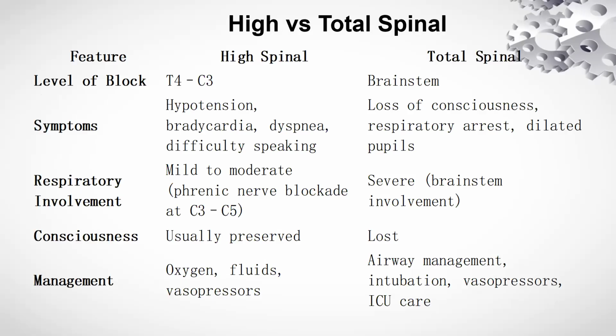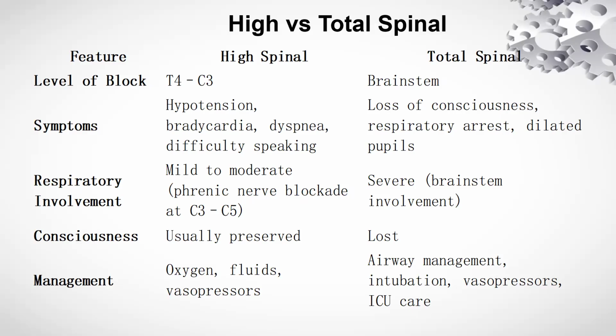All right, so a lot of times many people confuse high and total spinal. So there are 4 or 5 features that differentiate high and total spinal. The level of block: high spinal is between T4 and C3, while in total spinal there is earlier spread to the brainstem. You have symptoms like hypotension, bradycardia, dyspnea, difficulty with speaking, while for total spinal, there may be loss of consciousness, respiratory arrest, and dilated pupils.